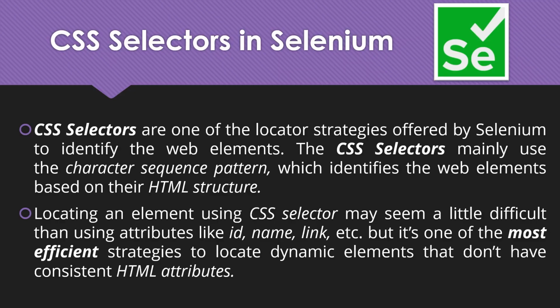It might look a little bit intimidating and catchy, but still, when you actually learn about CSS selectors and how to implement them, it becomes very easy to automate your test cases, okay? So as I say, you can see here locating an element using CSS selector may seem a little difficult, but when you actually learn it, it is one of the most efficient strategies to locate dynamic elements that don't have consistent HTML attributes. That means, let me give you a simple example.